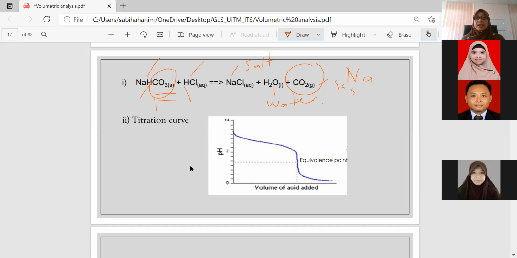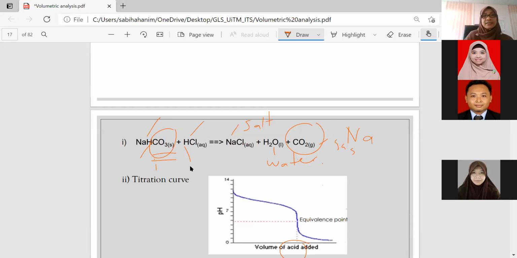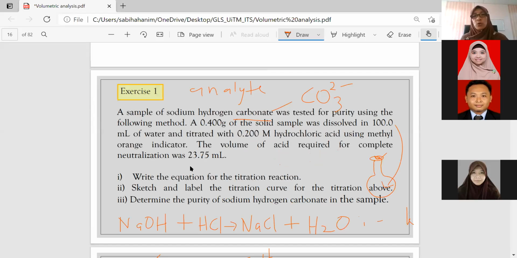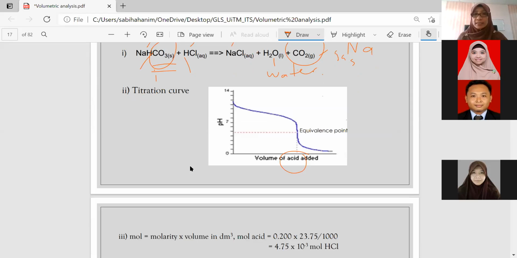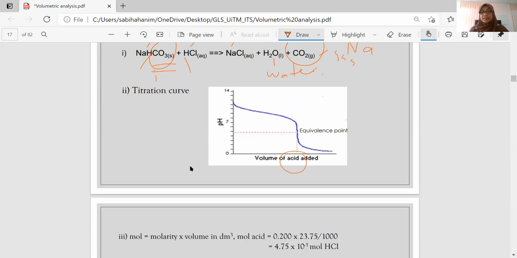Why is the titrant the acid? Because it says here, titrated with 0.200 molar hydrochloric acid. That's why we know how to plot the titration curve. If we cannot differentiate the titrant and also the analyte, you will sketch it wrongly.